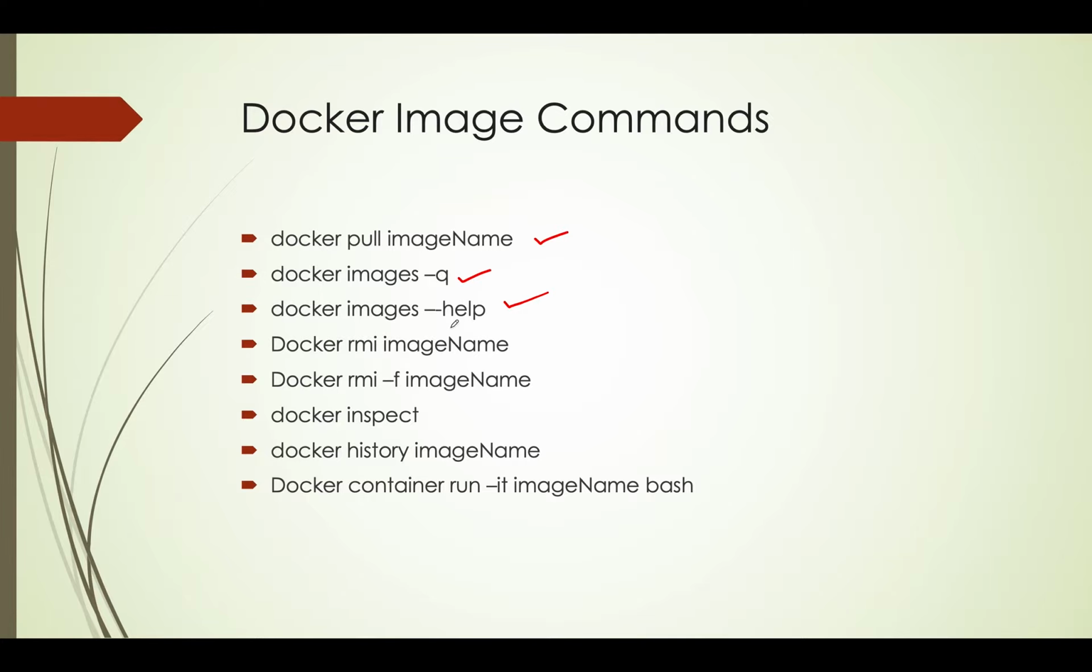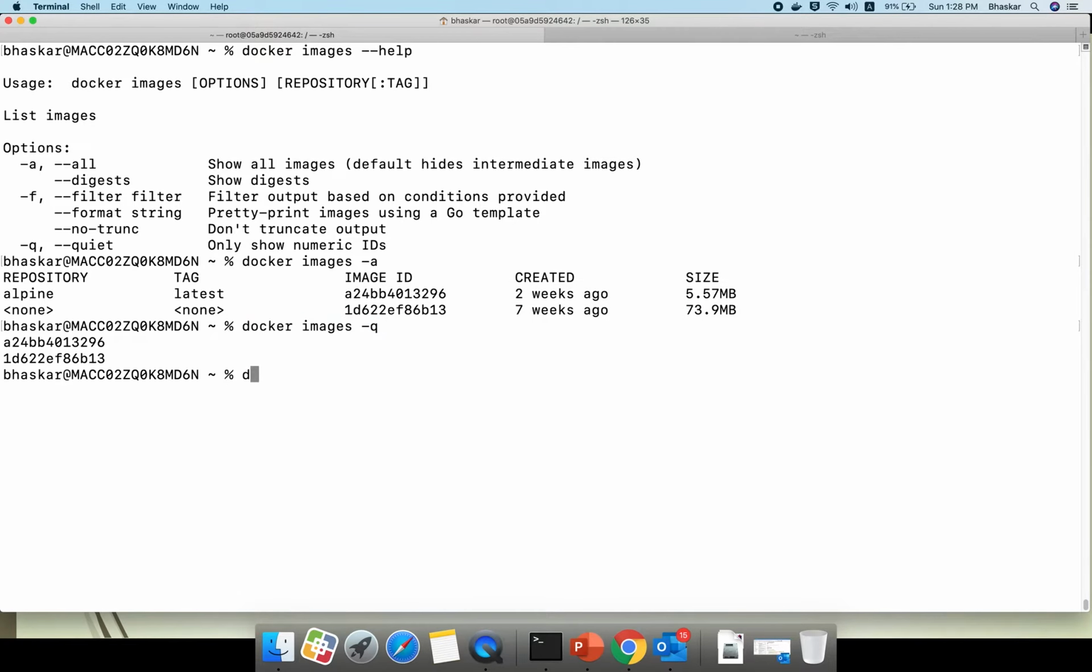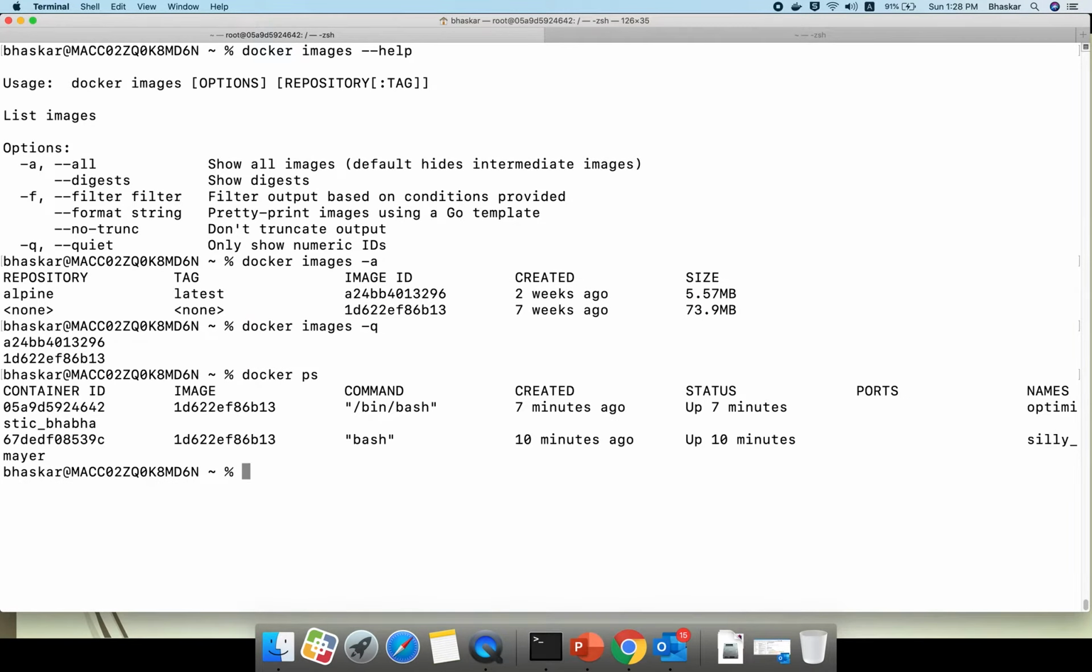Now you created a Docker image, you want to remove a Docker image. How will you remove it? This is one command. This is forcefully removing the Docker image. Forcefully means, now I will do docker ps. Something is running, but Alpine I'm not running, right?